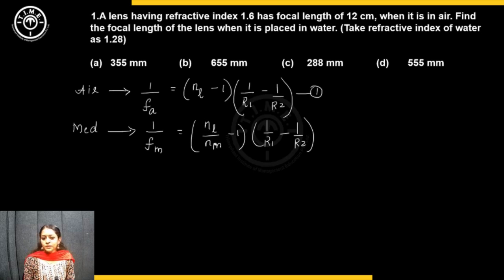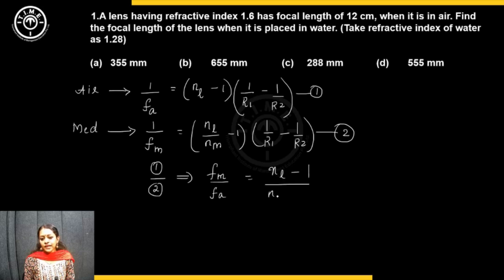Here the medium is water and the refractive index of water is given as 1.28. So we can substitute Nm as 1.28. Now mark it as equation number 2. Now you just divide equation 1 and equation 2. What will you get? Fm by Fa is equal to (NL - 1) divided by (NL/Nm - 1), isn't it?